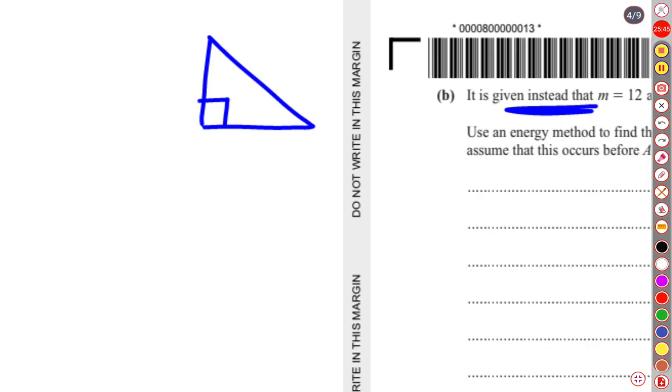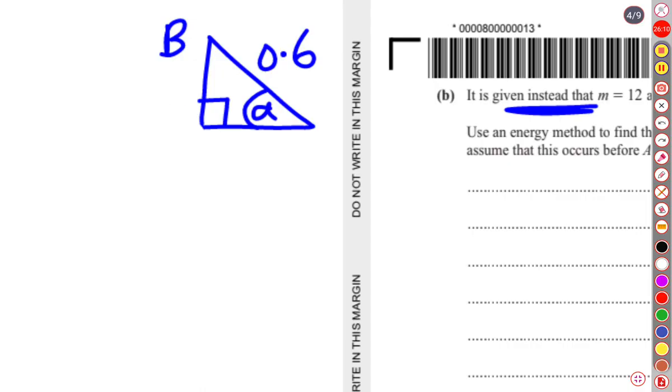Yes, so for B, this is B, for particle B, and the angle is alpha. For particle B, it moved up 0.6. This one is 0.6. And now we will have to find, actually we require height.